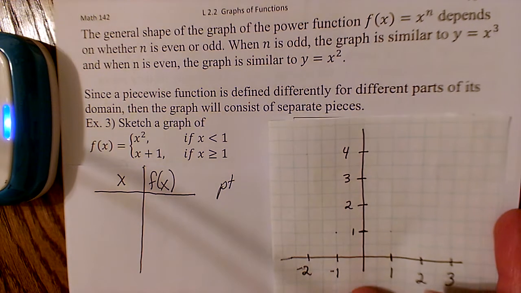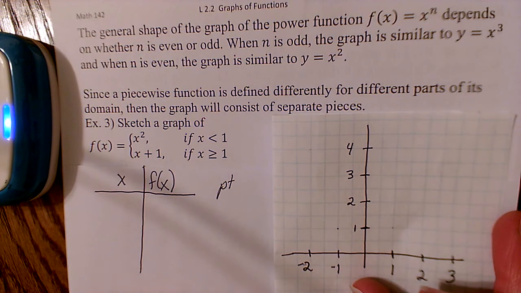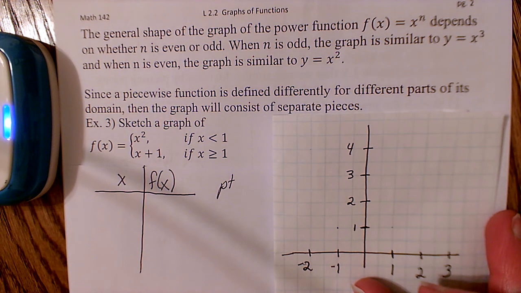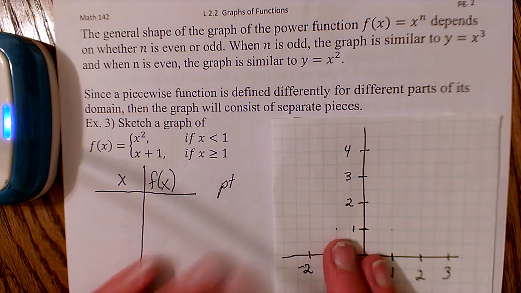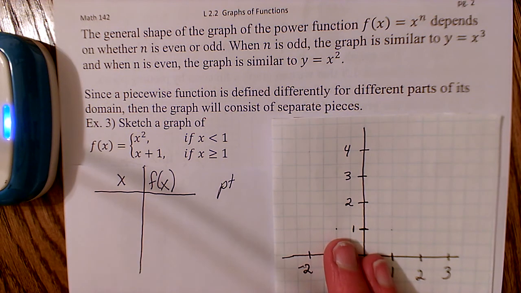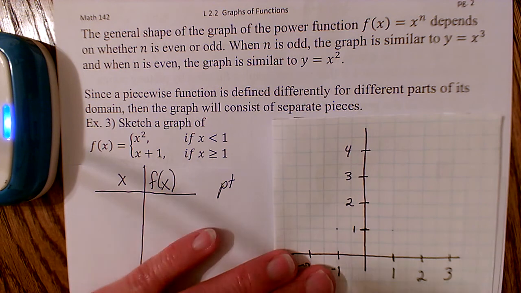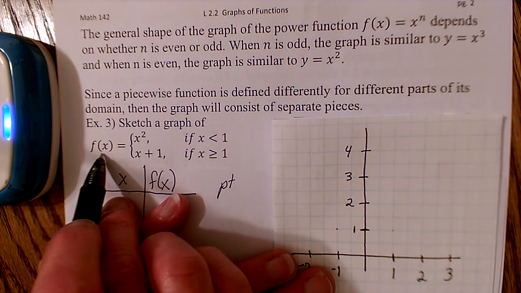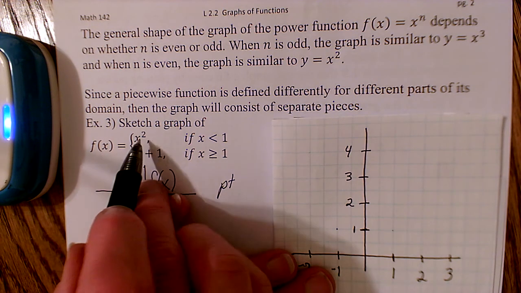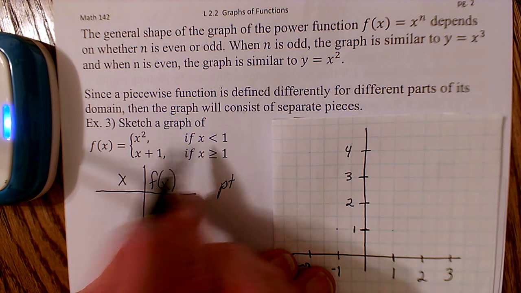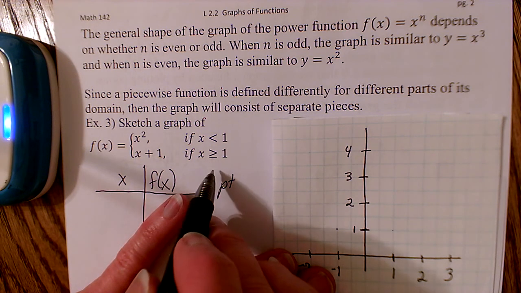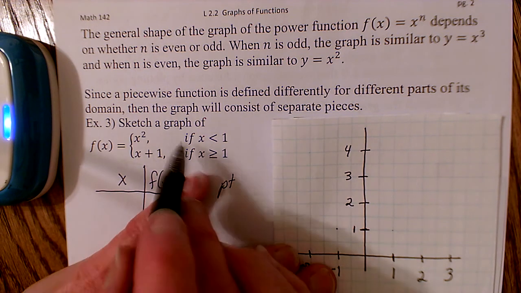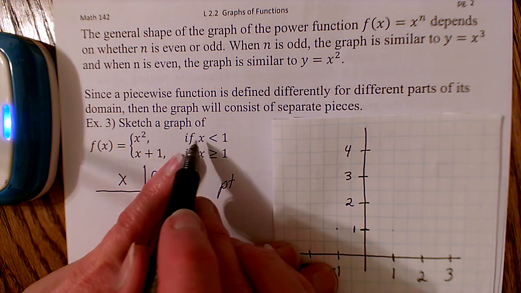Let's look at example 3, where we're going to practice graphing a piecewise function. Remember that a piecewise function is defined differently for different parts of its domain, and so the graph is going to consist of separate pieces. If we were to sketch a graph of this piecewise function, f of x is x squared if x is less than 1, and x plus 1 if x is greater than or equal to 1, then we could start with this top piece.